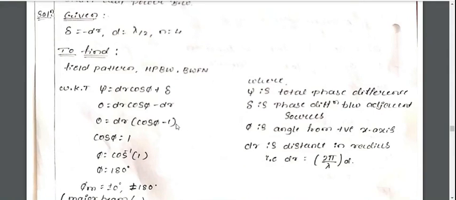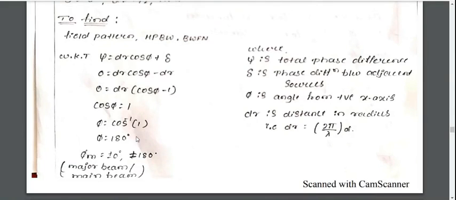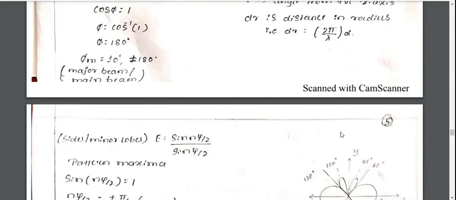Dr is already given. If we take dr as common, cos phi minus 1 will come into the picture, so cos phi is equal to 1, and cos inverse of 1 is 180 degrees. This is how you find the major beam, or main beam. Delta is the phase difference between the adjacent sources, and phi is the angle from the positive x-axis. dr is the distance in radians, so dr is equal to 2 pi divided by lambda into 3. This is how we get the major lobe.